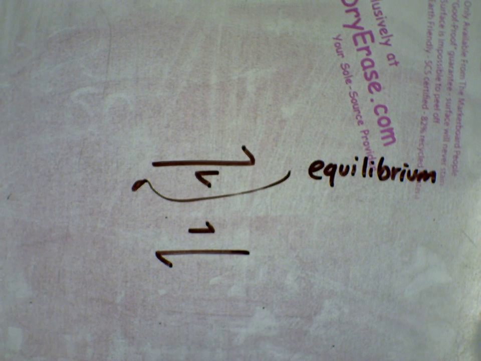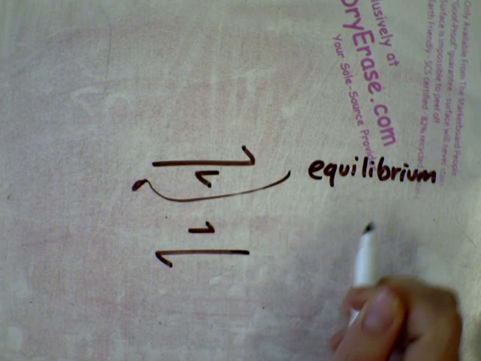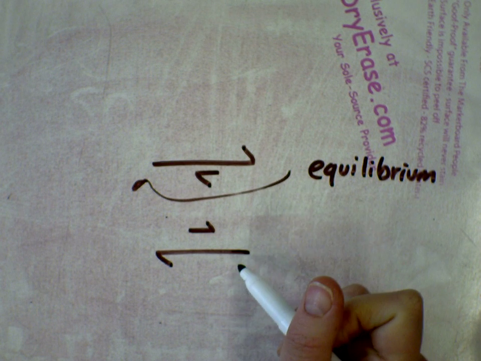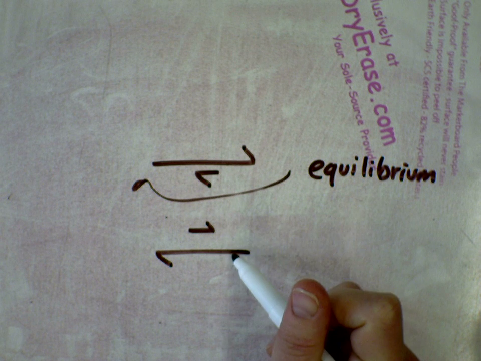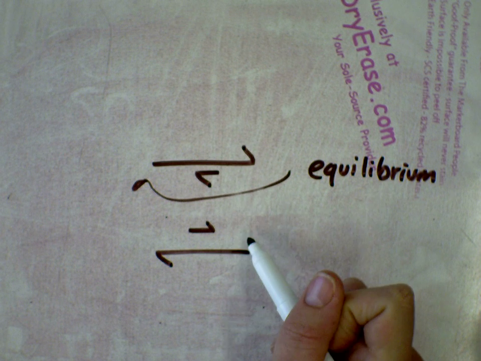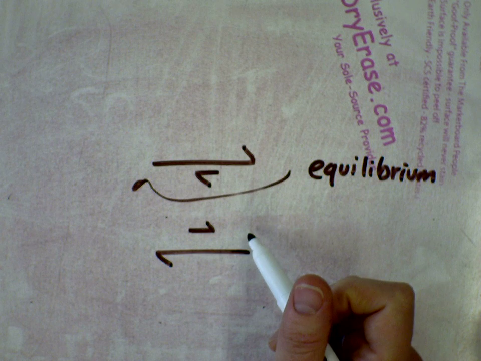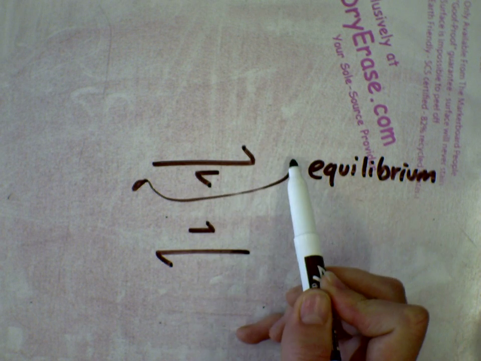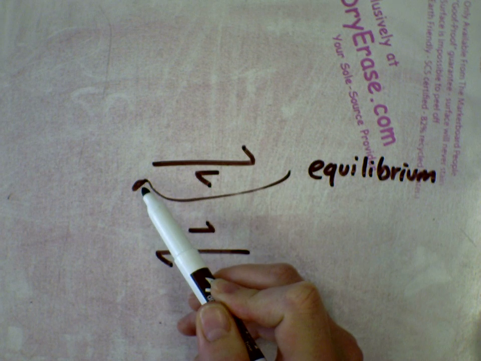This is when we have equilibrium. Equilibrium is when the rate of products forming equals the rate of reactants forming. That doesn't necessarily mean that you have the same amount of products and reactants. It just means that for any reactant that turns to product, there's a product that goes back to reactant.